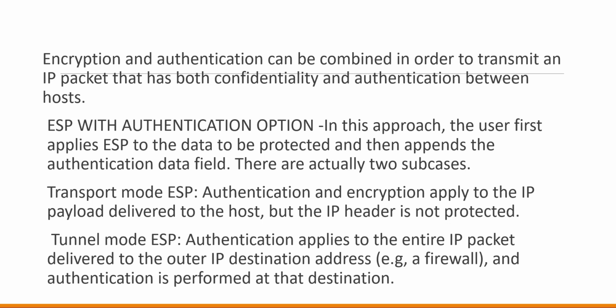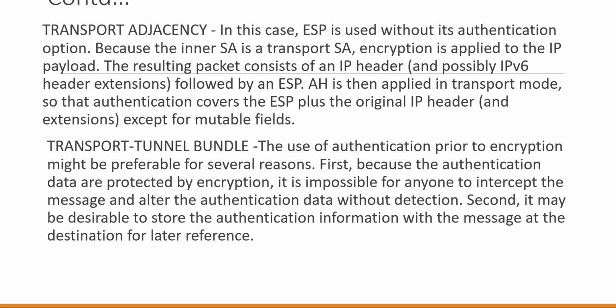So, the transport adjacency. In this case, ESP is used without the authentication option because the inner SA is a transport SA. Encryption is applied to the IP payload. The resulting packet consists of an IP header followed by an ESP. AH is then applied in transport mode, so the authentication covers ESP plus the original IP header except the mutable fields.